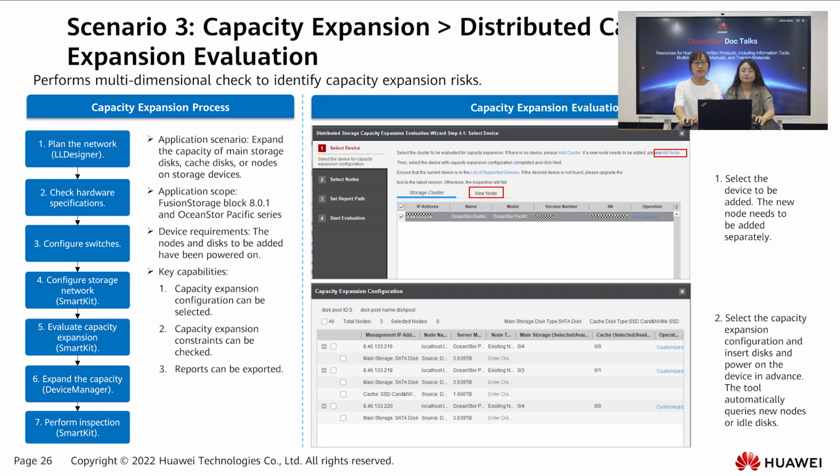In the entire capacity expansion process, evaluate the operation beforehand to ensure the reliability. Before the evaluation, you need to connect the node or disk to be added to the device in advance. In this way, the tool can automatically identify disk configurations, helping users quickly perform capacity expansion configuration. If no disks are connected, the tool also provides a customized configuration method. This requires you to manually enter information such as the disk type and capacity.